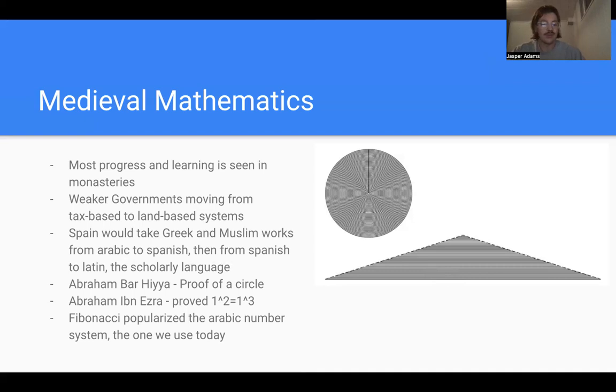And then to wrap things up, we have Fibonacci, who comes in a little bit later, and he's popularizing the Arabic number system, along with many other things. But it's great to have that because that is the number system we use today.